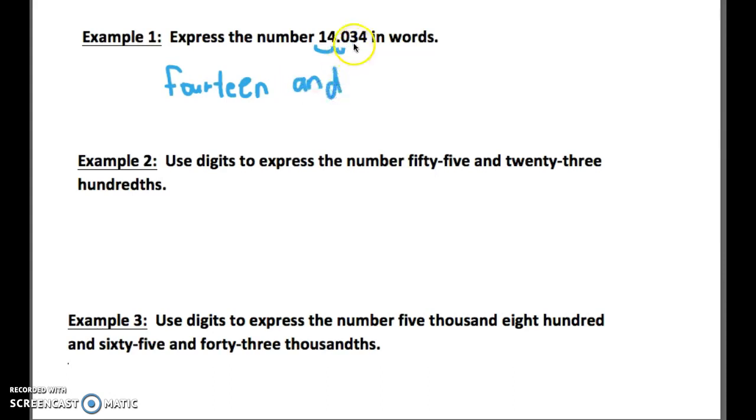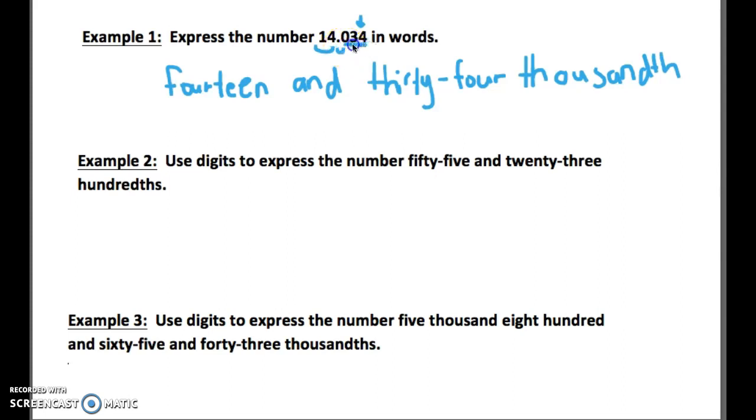Then I'm going to look at my number there. I have digits 0, 3 and 4, but the 4 lands in the thousandths spot. And so we would say 34 thousandths. So our full number altogether would be 14 and 34 thousandths. Make sure that if it's after the decimal, there will be a "th" word, like hundredth, thousandth, or tenth. So your word will have a "th" in it.